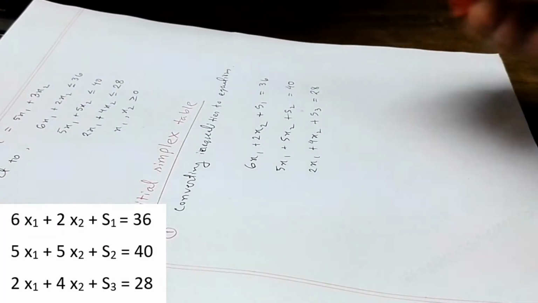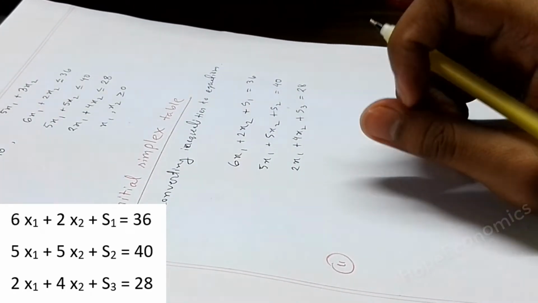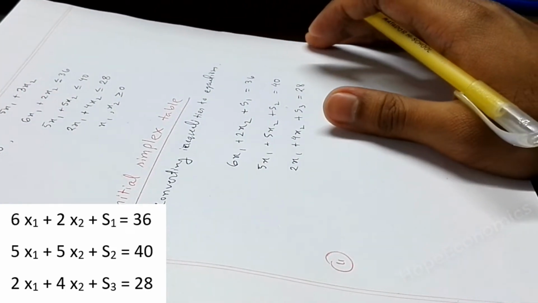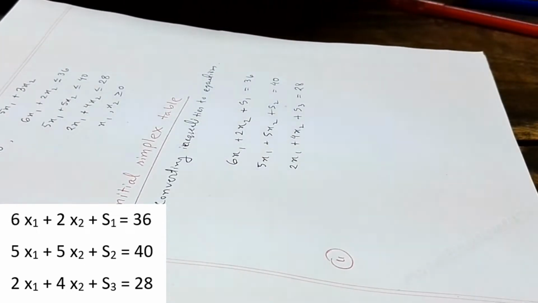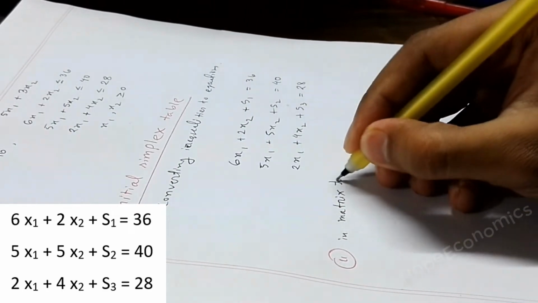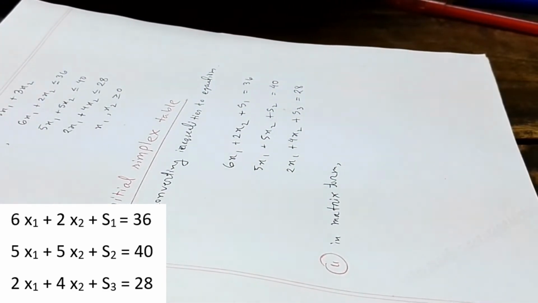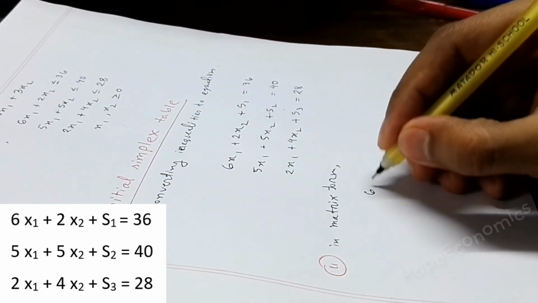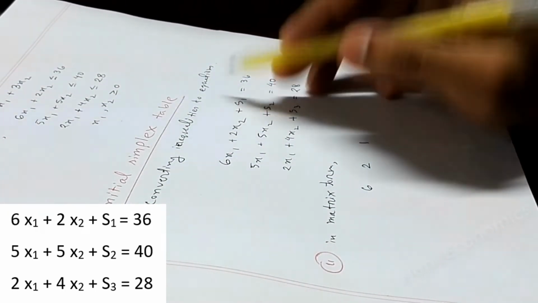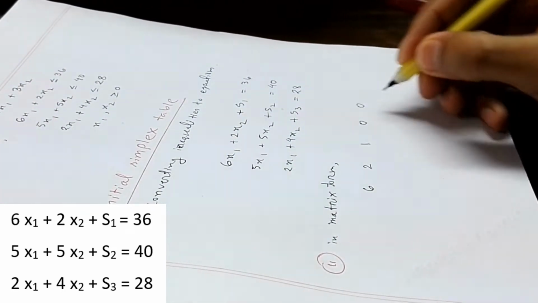Second, we have to convert the constraint equations into matrix form. So what does it look like? In matrix form, first take the coefficients of these equations, 6, 2, 1. As you can see there is no s2 and s3, so add 0 and 0 here.